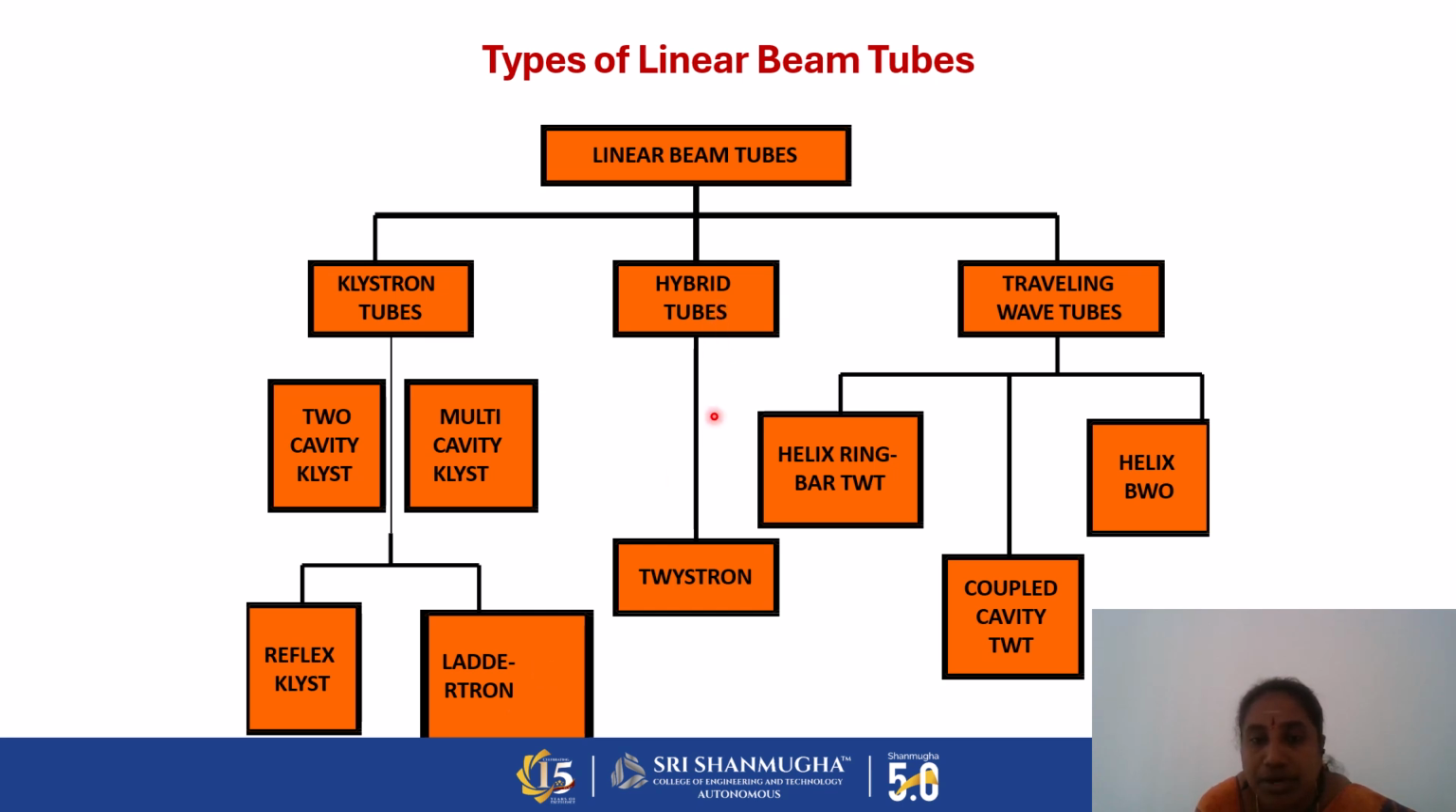And the next one, hybrid tubes, which is nothing but klystron. And under traveling wave tube, it is split into helix ring traveling wave tube, then helix backward wave oscillators, and then coupled cavity TWT. So these are the main general types of the linear beam tubes.